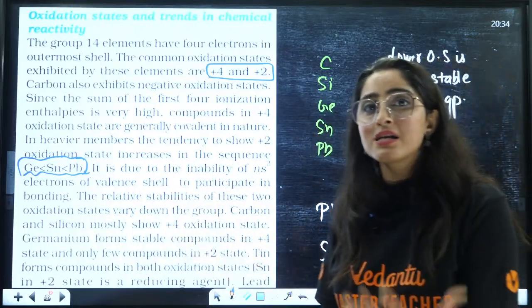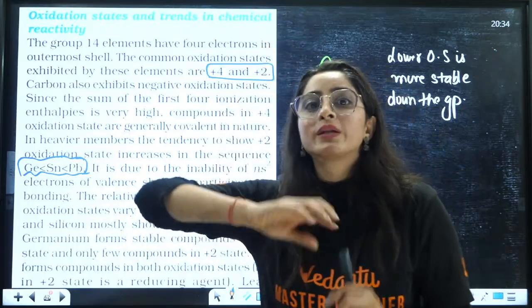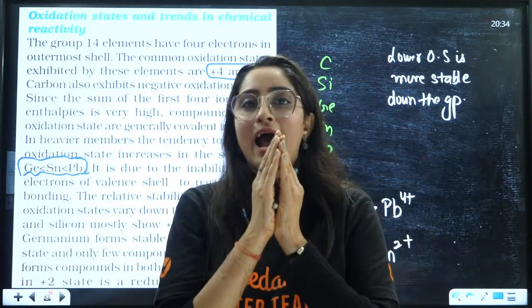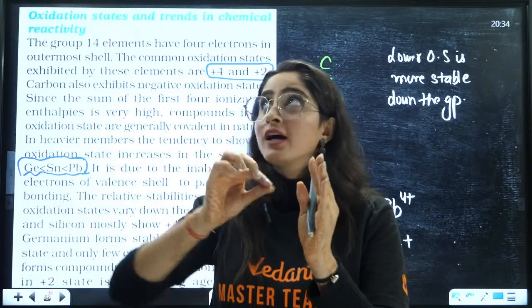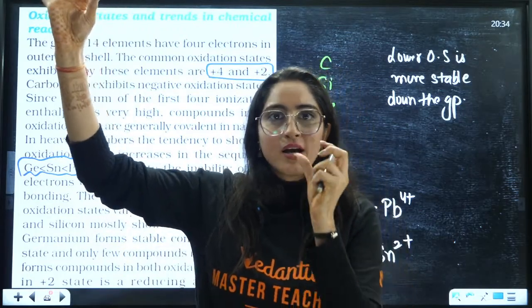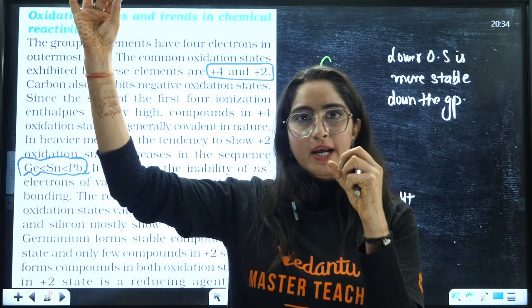Why? Because when you go down the group, d and f electrons are added. Because of those bad friends, the outermost electron is affected. This is the nucleus, this is the outermost electron.